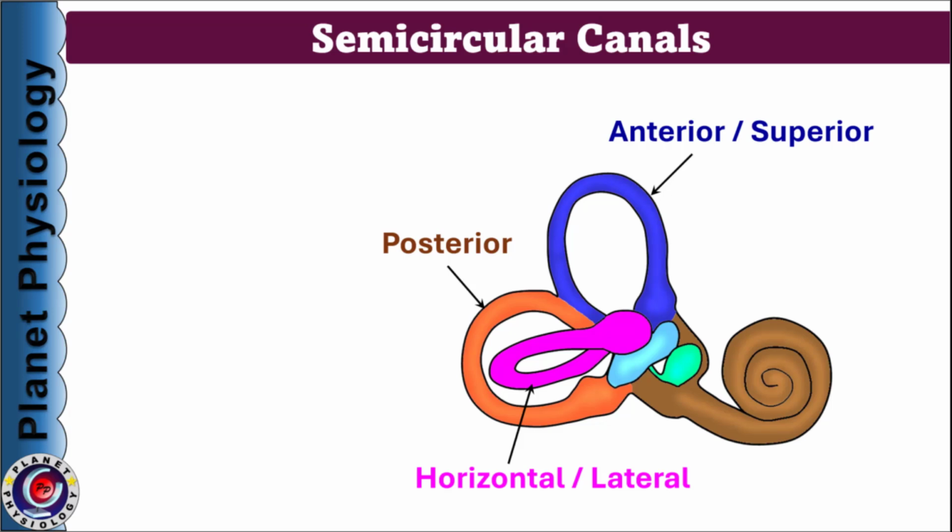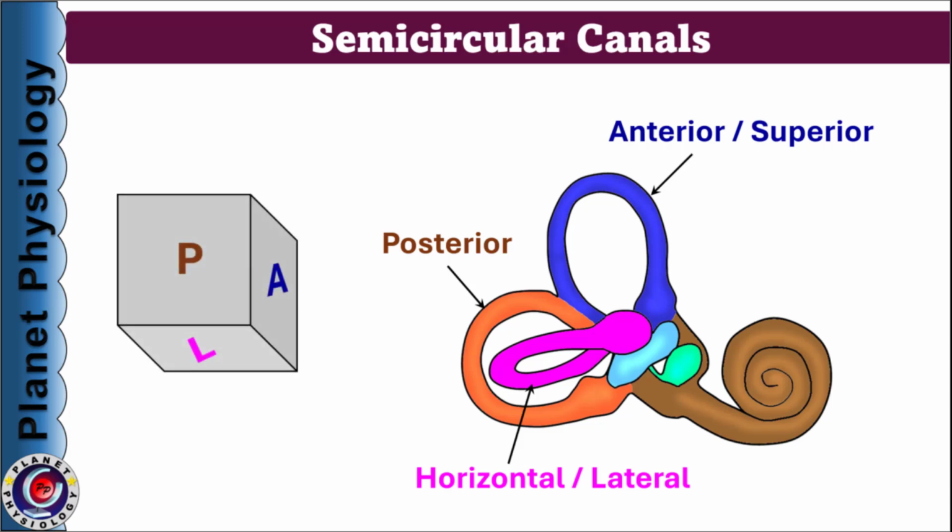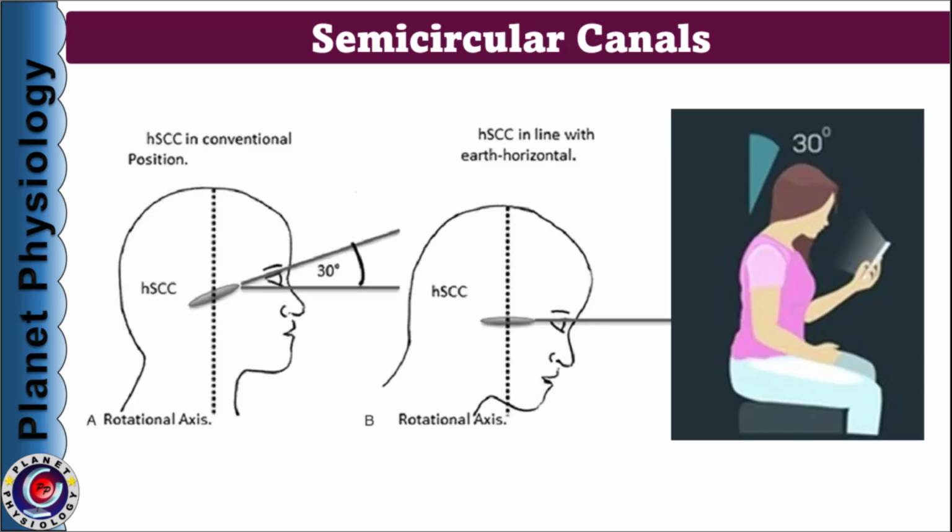They are positioned at right angles to each other, just like X, Y and Z axis in 3D space. The anterior and posterior canals are oriented vertically at right angles to each other. Anterior canal runs forwards while posterior canal runs backwards. When head is flexed by 30 degrees, the lateral canal lies in a horizontal plane. This arrangement, three canals at right angles, allows detection of head rotation in any plane.